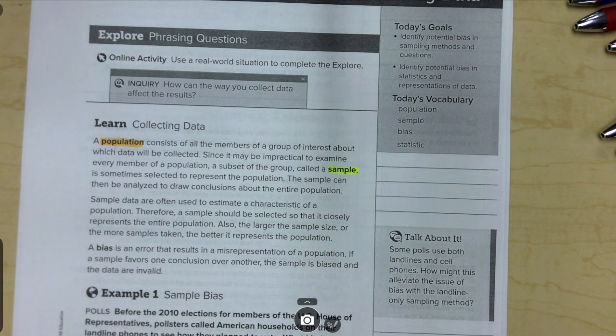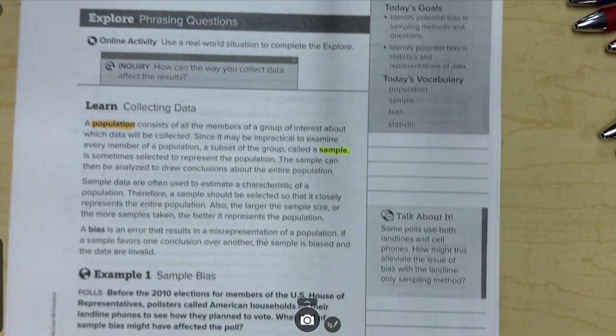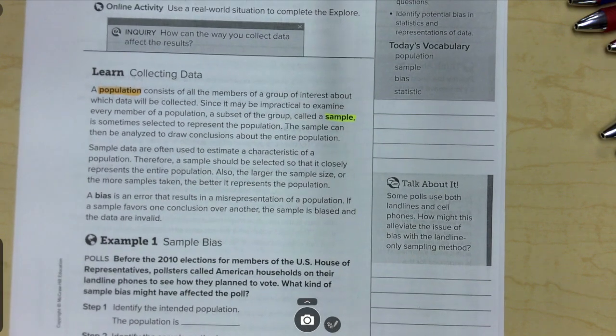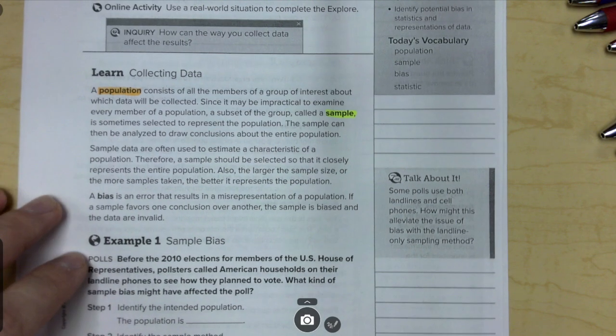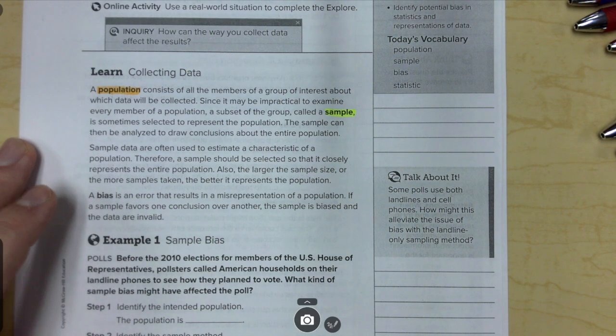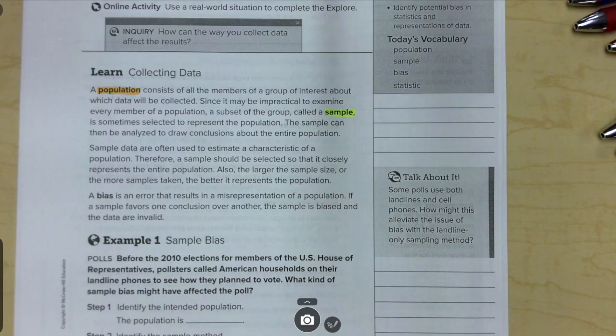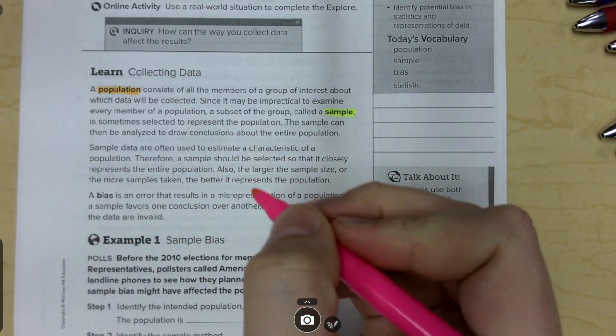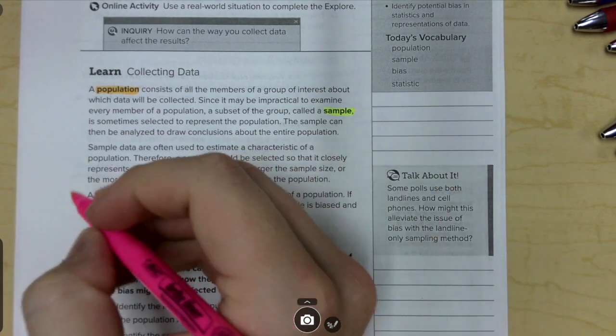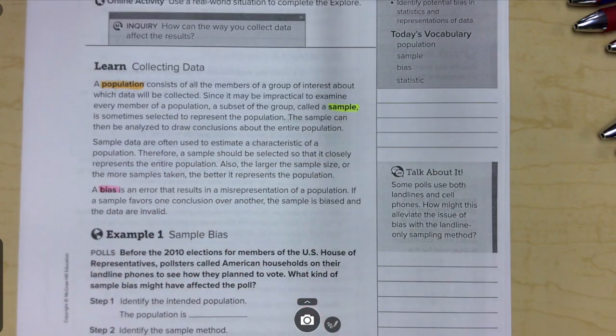Sample data are often used to estimate characteristics of a population. Therefore, a sample should be selected that as closely represents the entire population. Also, the larger the sample size or the more samples taken, the better it represents the population. A bias is an error that results in the misrepresentation of a population. If a sample favors one conclusion over another, the sample is biased and the data is invalid.